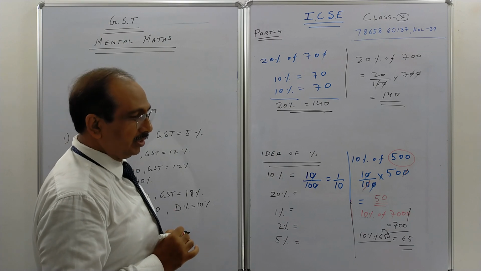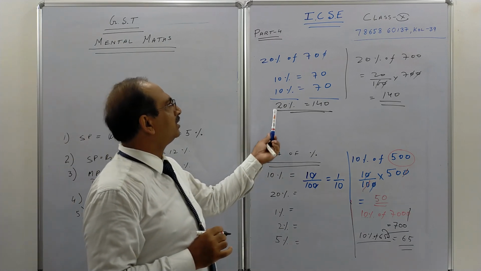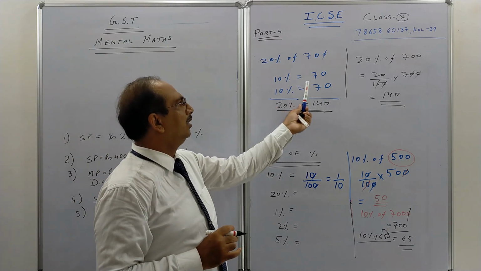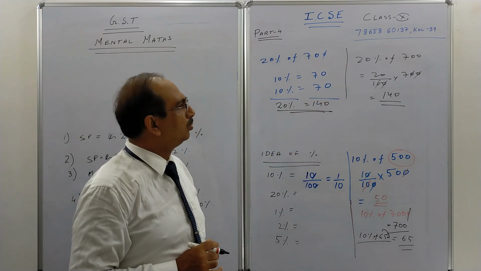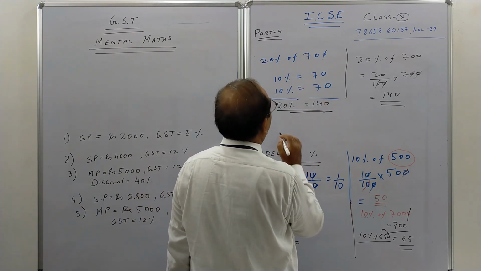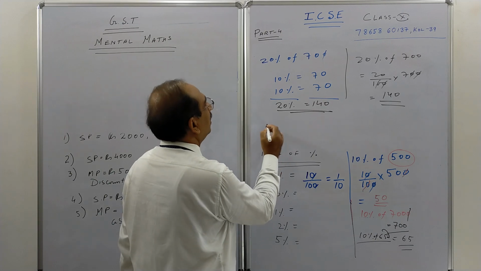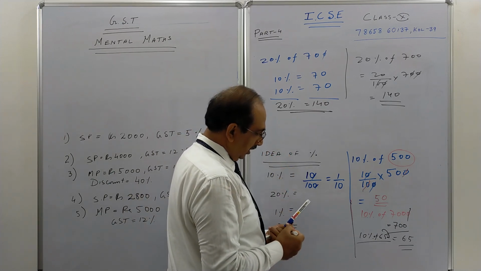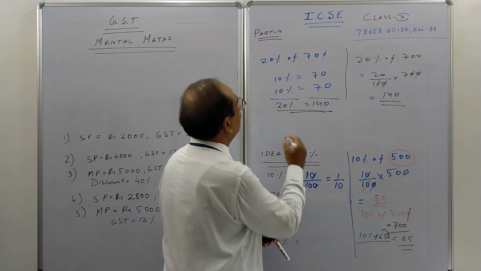Now the next very important question. So 10% we have seen: remove one 0. 20% you double. Somebody asks you 30%. So what will we do? 10% is 70.